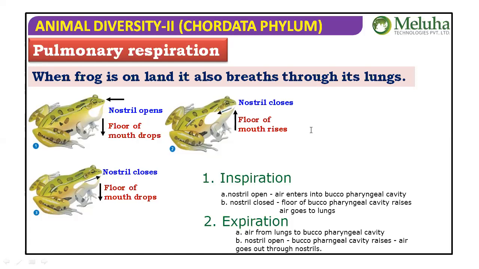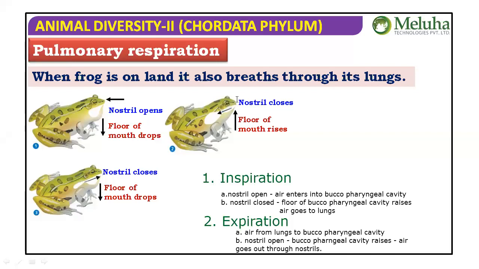The buccopharyngeal cavity is raised two times. When it is raised the first time, nostril close, glottis open. Where you see the arrow mark, that is the glottis. Then air goes to the lungs. Okay. Second time, the buccopharyngeal cavity is again raised. This time glottis close, nostril open. So that's a simple thing to understand.